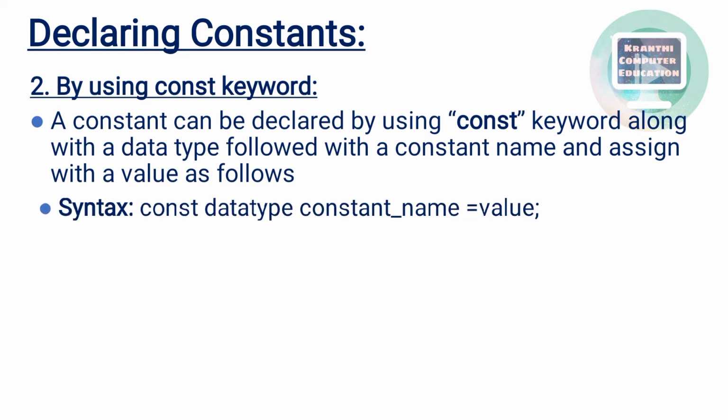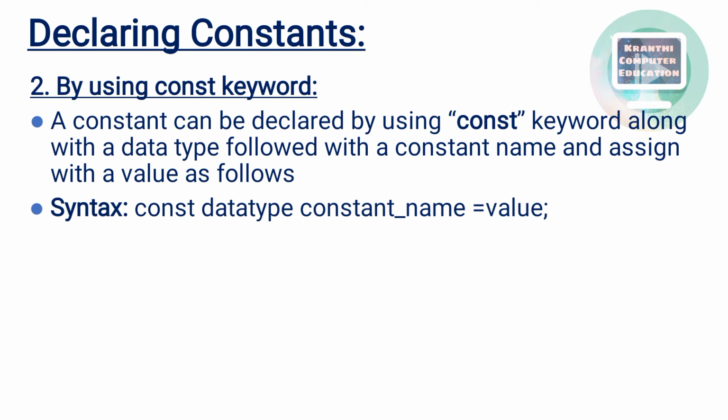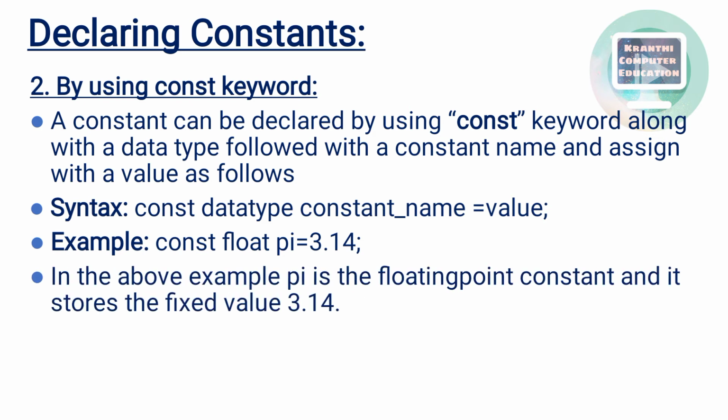Let's see the syntax to create a constant by using a const keyword. Observe this syntax: const is a keyword, then data type, then constant name equals value. Next we will see one example for this syntax: const float pi = 3.14. Here const is a keyword, float is the data type, pi is the constant name, 3.14 is the value. In the above example, pi is the floating point constant and it stores the fixed value 3.14.